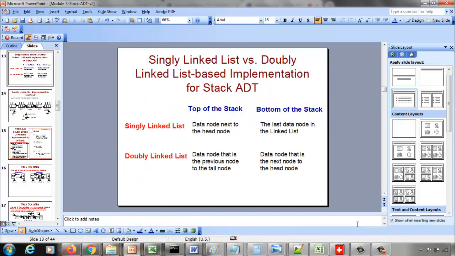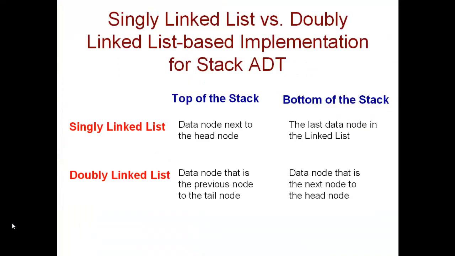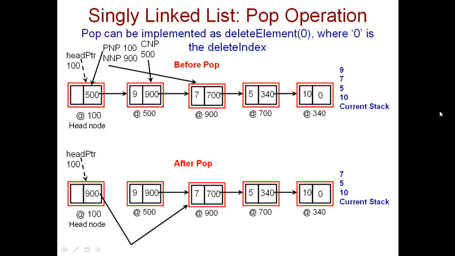Okay, so again, at a high level overview, we saw so far only a single linked list based implementation, and I said we will treat the data node next to the head node as the top of the stack. Accordingly, then the last data node in the single linked list will become the bottom of the stack. And we saw that we cannot do it the other way, meaning we cannot use the last data node as the top of the stack.